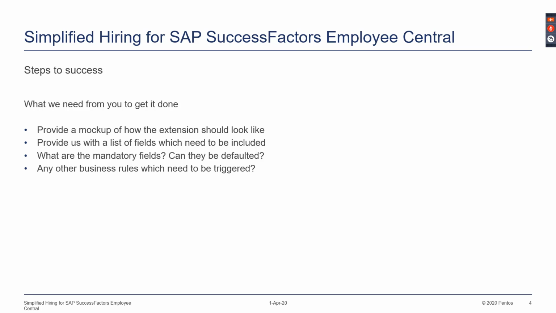So for the project, what do we need from you to get it done? We need a mock-up from your side of how this extension should look like. It would be great if you could provide us with a list of fields which need to be included. We need to have a list also of what are the mandatory fields, can they be defaulted or how they should be filled in, and also an overview of other business rules which need to be triggered as part of that process. So that's already it.